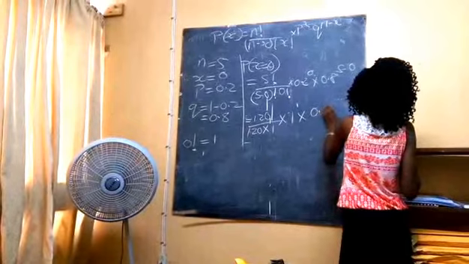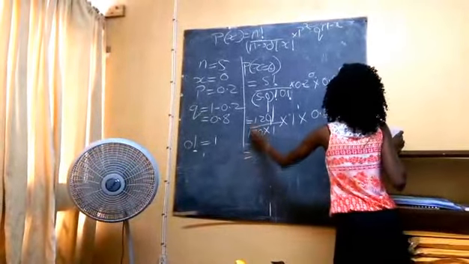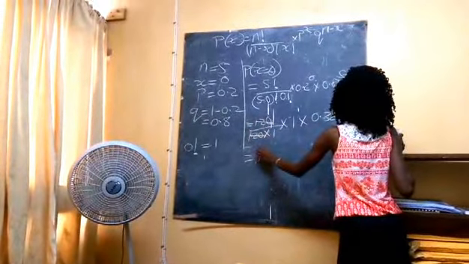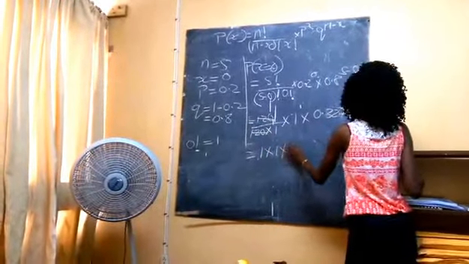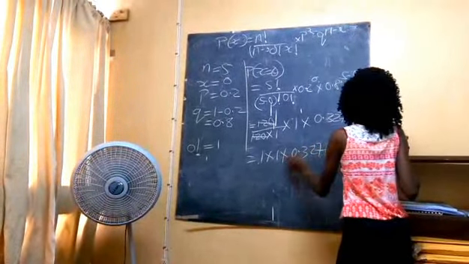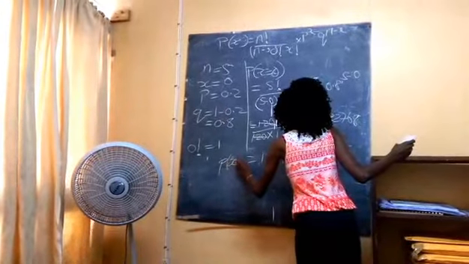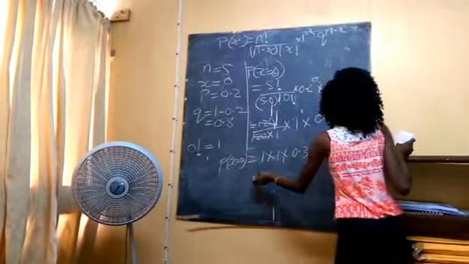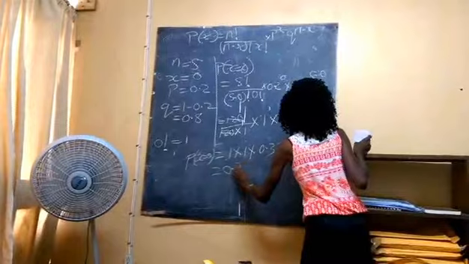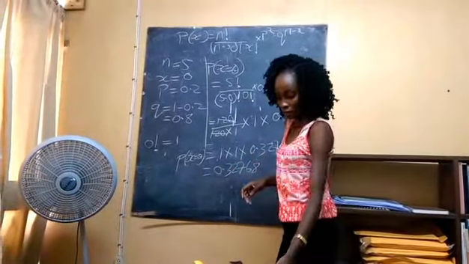0.32768. So this will cancel out. We're left with 1 times 1 times 0.3277. So the probability that x is equal to 0 is equal to 0.3277.